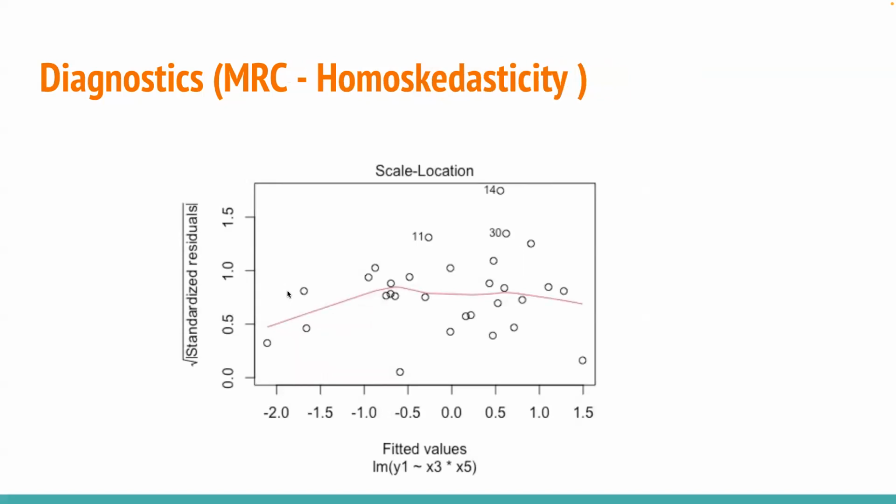Now we're going to take a look at homoscedasticity. This scale location plot takes the absolute value of the square root of our standardized residuals to get smaller metrics of residuals. Heteroscedasticity is a violation of one of our MRC assumptions that we talked about earlier. So we're looking for homoscedasticity, which would be indicated by our values being evenly distributed around our line of best fit.